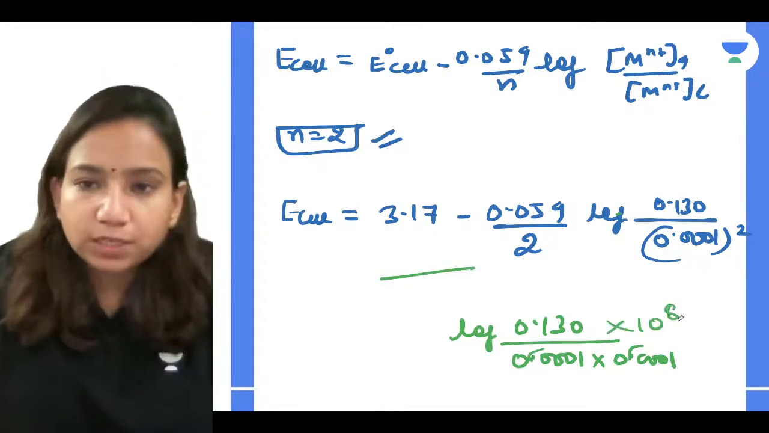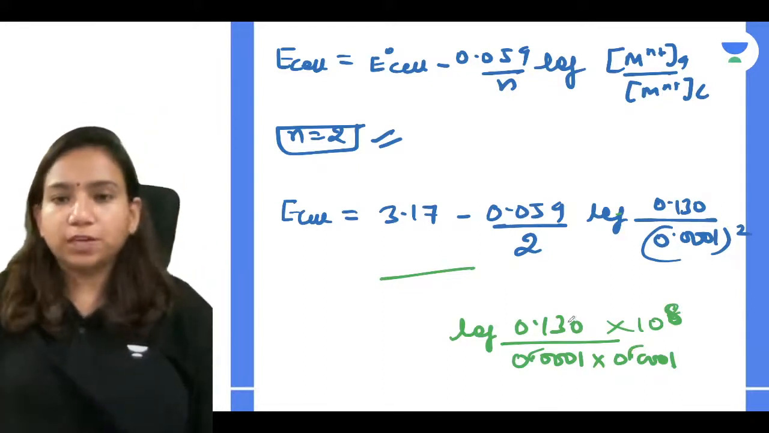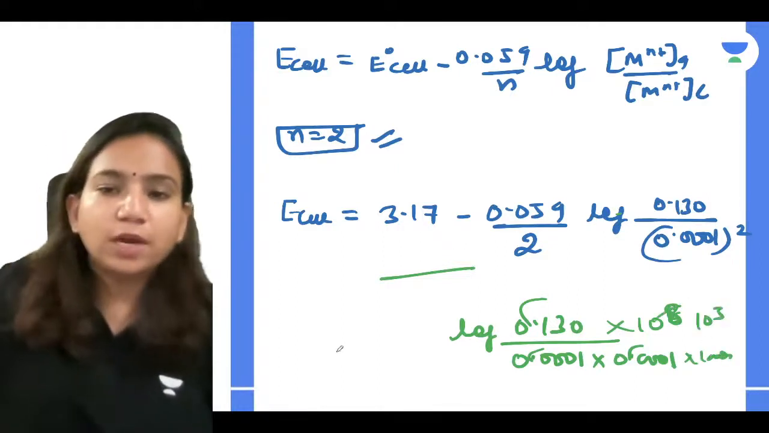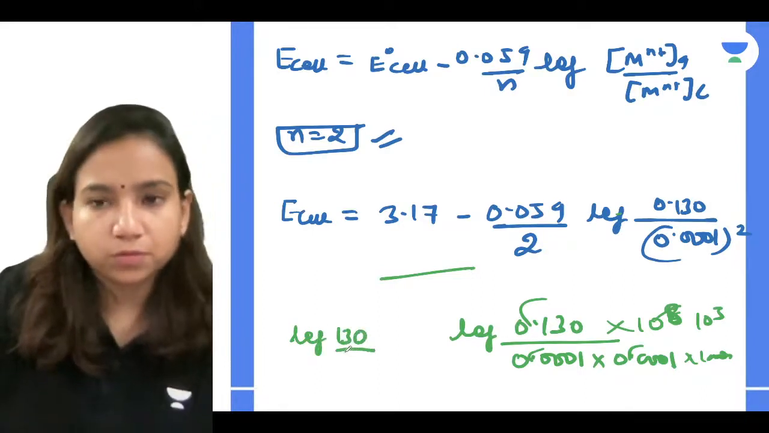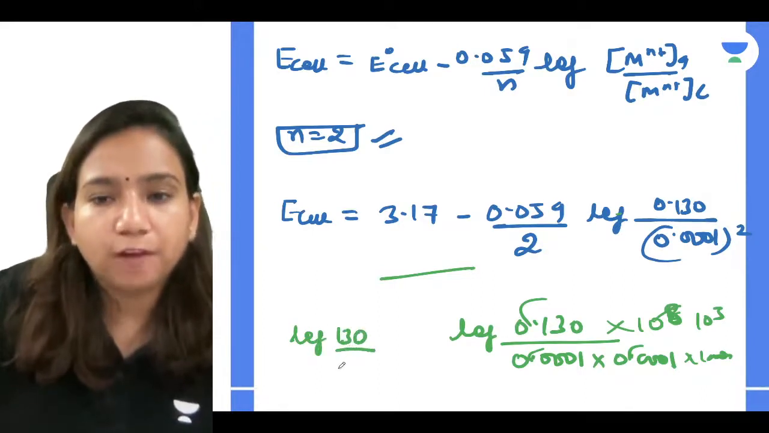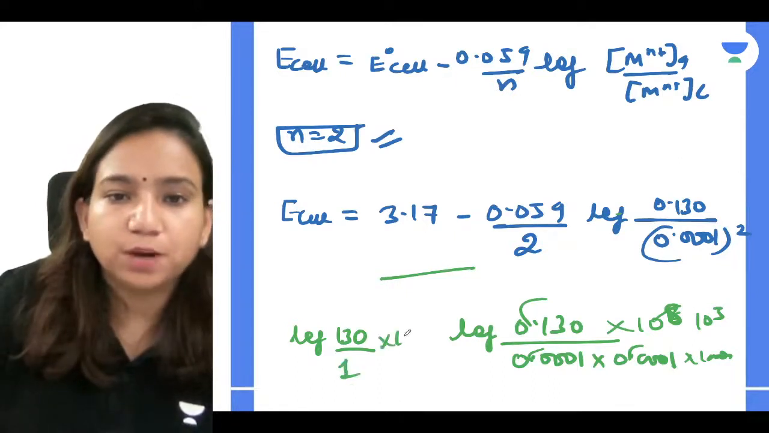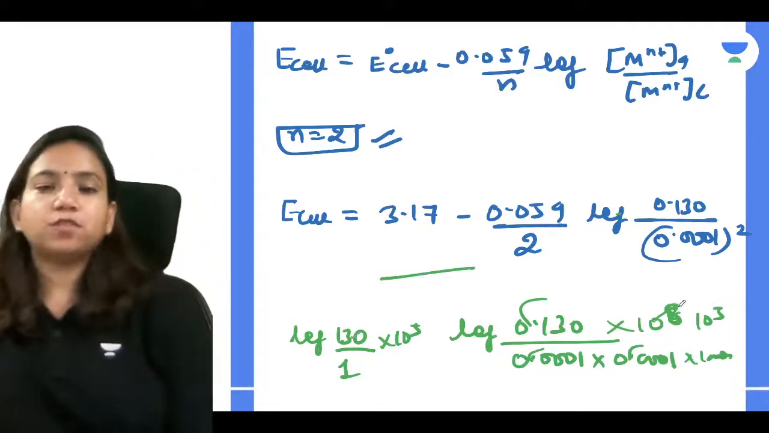10 to the power 6 or 8? 10 to the power 8. So if you remove those points, you will get 10 to the power 8 over here. You can remove even these 3 points also, so you'll be left with 10 to the power 5. Now you are left with log 130 divided by 1 into 10 to the power 5. So you can make it as 13.0 and you can make it as 10 to the power 4 as well.